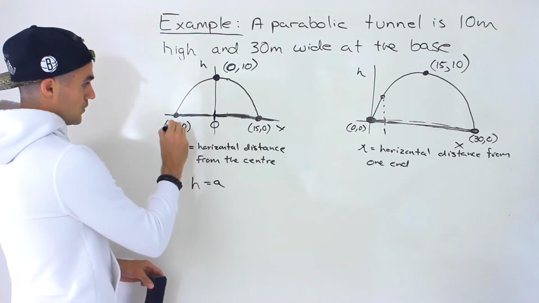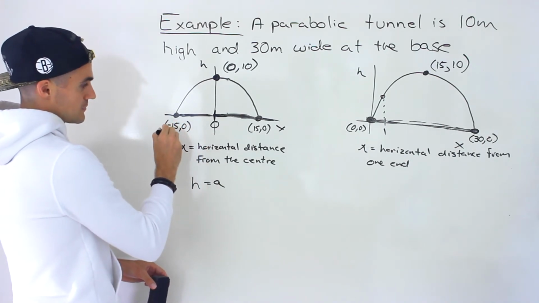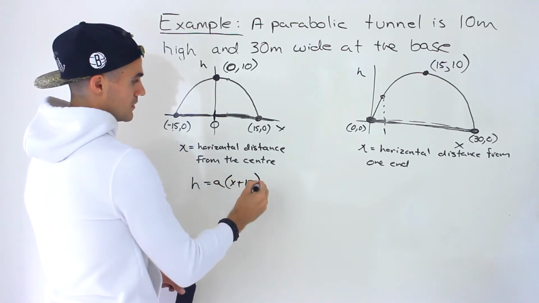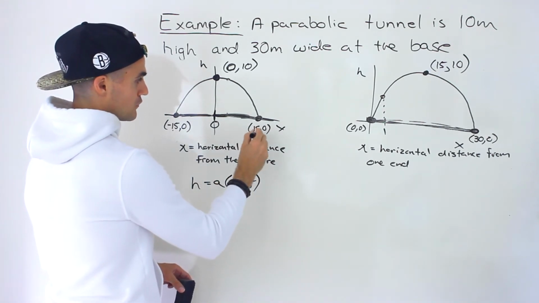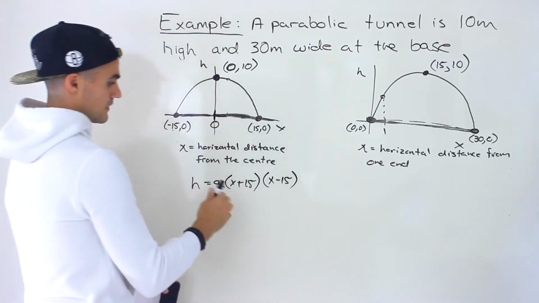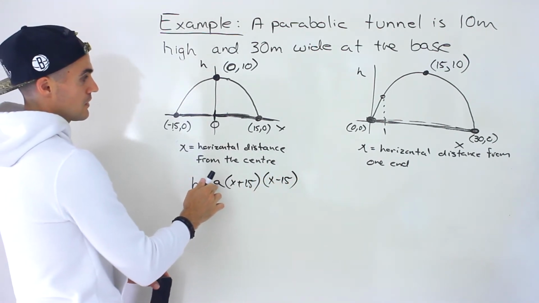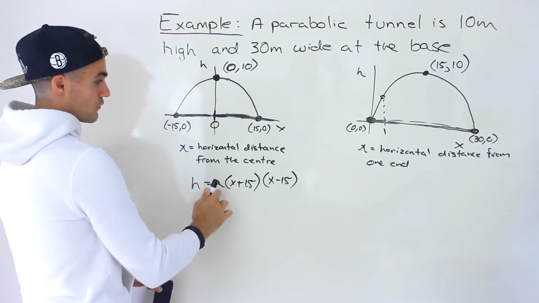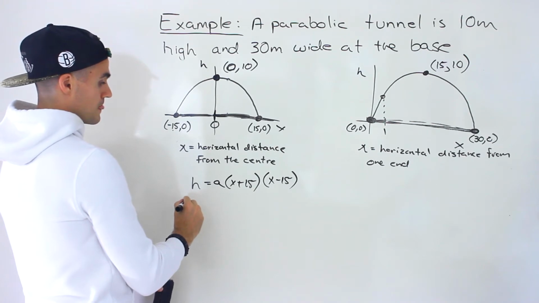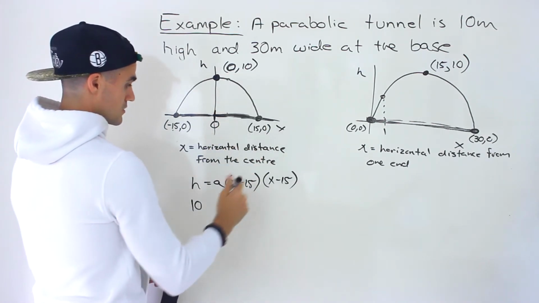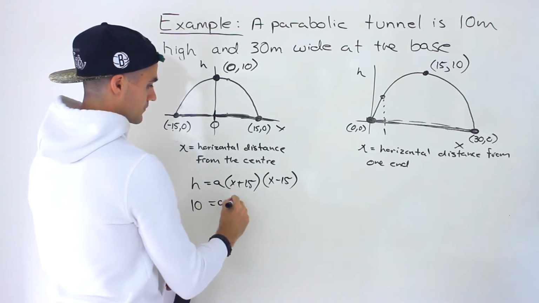So with an x-intercept of -15, what's the factor going to be? It's going to be x plus 15, right? What's the factor going to be for an x-intercept of +15? It's going to be x minus 15. And then we still have to solve for this a value, and we can use the vertex to solve for that a value. So we'd plug in 10 for h, and then we plug in 0 for the x values.